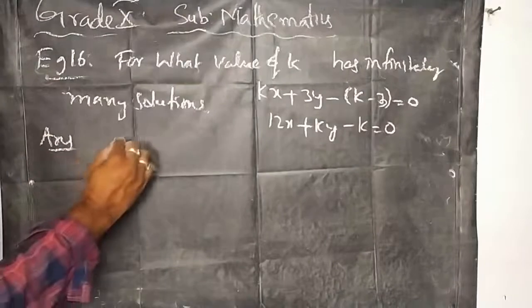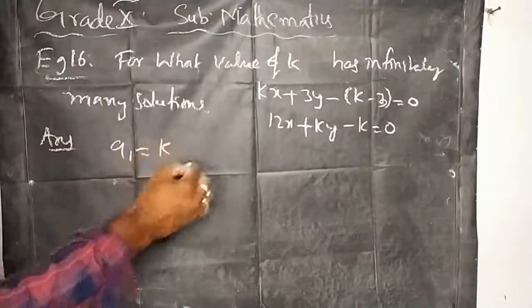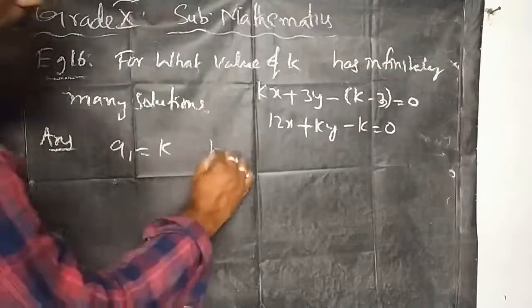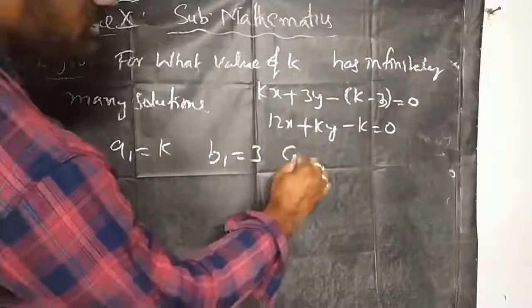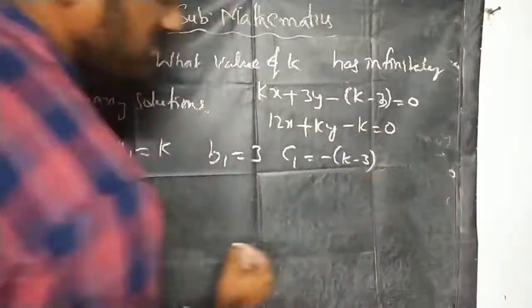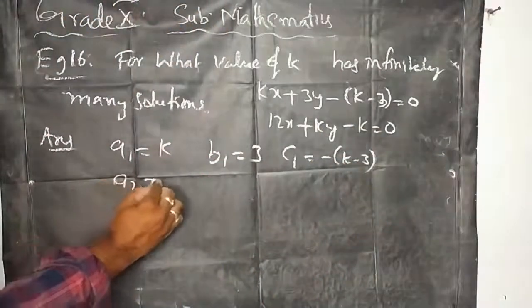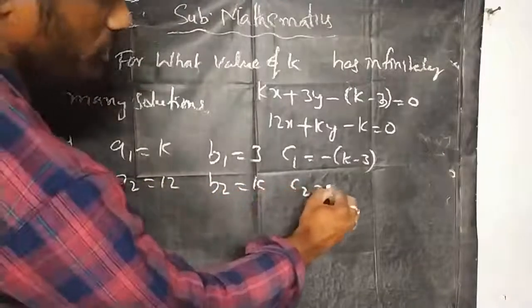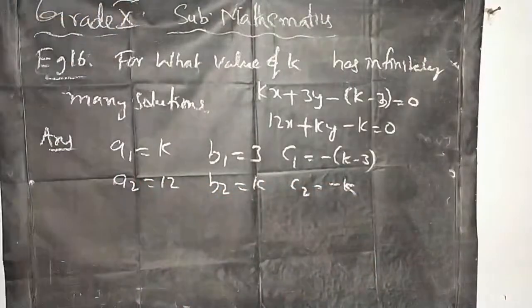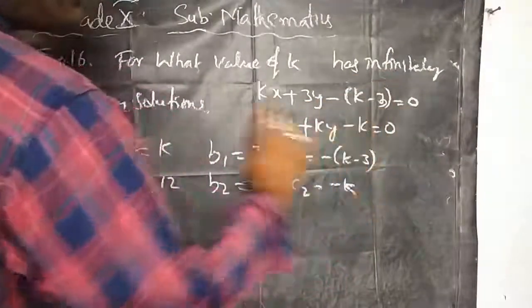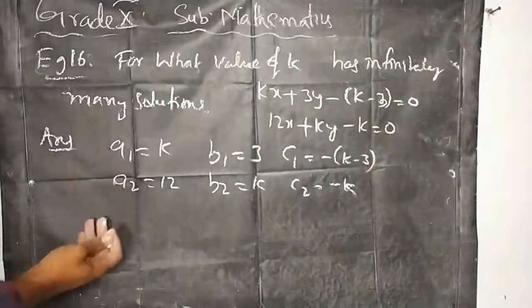Now let me write the A1 value here. A1 is k, which is the coefficient of x. B1 is 3, and C1 will be the rest, that is minus of k minus 3. Next, A2 is 12, B2 is k, and C2 will be minus k. The rest of the term comes under C.